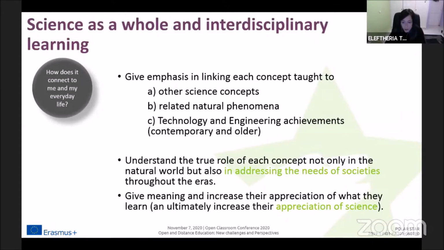So it's not just about increasing knowledge retention and giving meaning to what we teach our students. It's also about deploying these methods to increase their overall appreciation of science and help them trust science more. And again, this COVID situation is a very descriptive example of what happens when people don't believe in science.